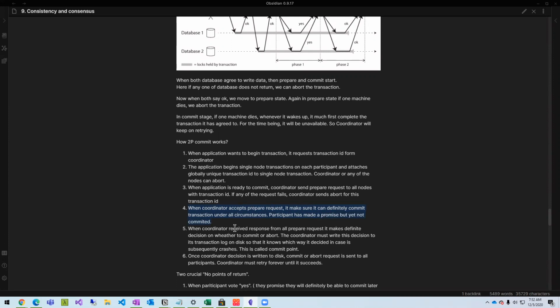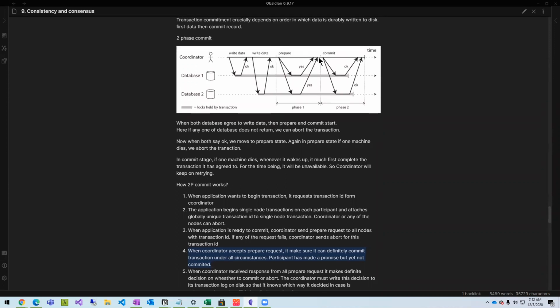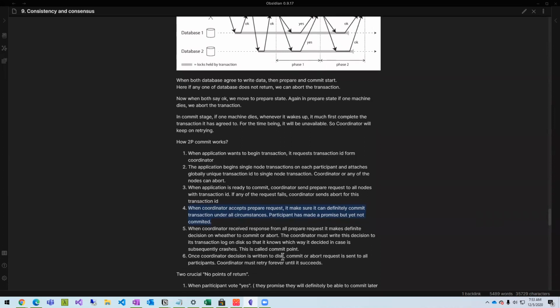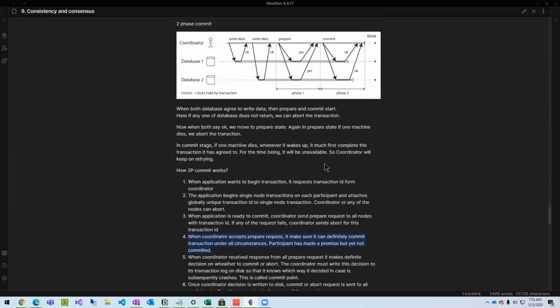When the coordinator receives responses from all prepare requests, it makes a definite decision on whether to commit or abort. The coordinator must write this decision to its transaction log on disk so that it knows which way it decided in case it subsequently crashes. This is the commit point. Once the coordinator decision is written to disk, the commit or abort request is sent to all participants. And in this case, the coordinator must retry forever until it succeeds, right?